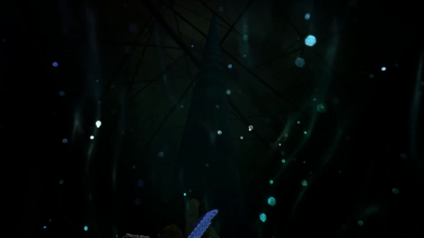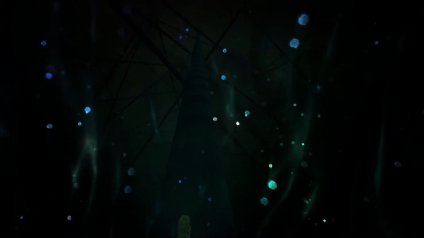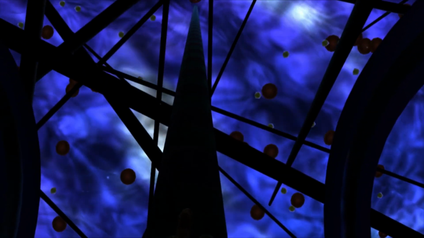The kinesin protein is heading straight for the cell's nucleus. Let's tag along for a ride. We are now approaching the nucleus, the center of the cell.